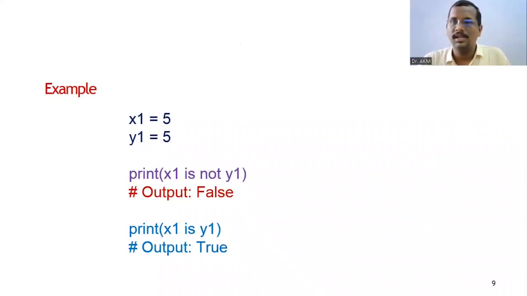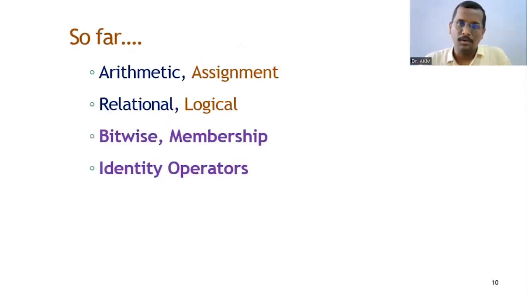So far we have learned three different operators: bitwise, identity, and the last one, membership operator. In both part 1 and part 2 videos on Python operators, we have learned arithmetic operator, assignment operator, relational operator, logical operator, bitwise, membership, and finally identity operators. These are the operators supported in Python programming.